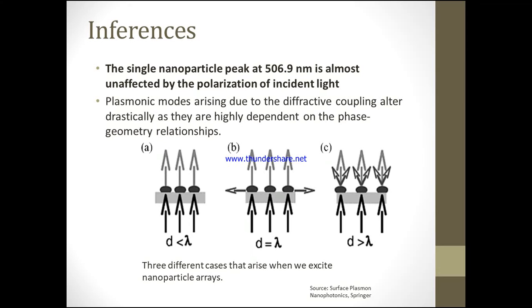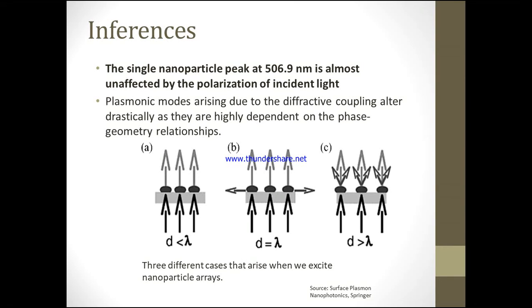Now I present my inferences. The single nanoparticle peak at 506.9 nanometers is almost unaffected by the polarization of incident light, which is true, and it is obvious because this peak is independent of phase. This peak is the fundamental mode which you will always get in any case. It is independent of the phase of the nanoparticle which is oscillating, or which has the LSPR resonance.